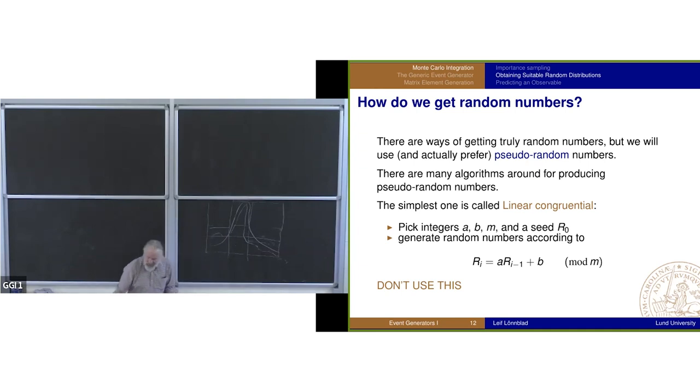If you have a Unix computer and you type rand, you will get a random number. And it typically works with something called a linear congruential method. You basically pick integers A, B, and M and some seed R. And then you get the next random number just by multiplying the old one, adding B, and taking the modulus with respect to M. It's very simple. And if you look at it, it really looks random. Don't use that.